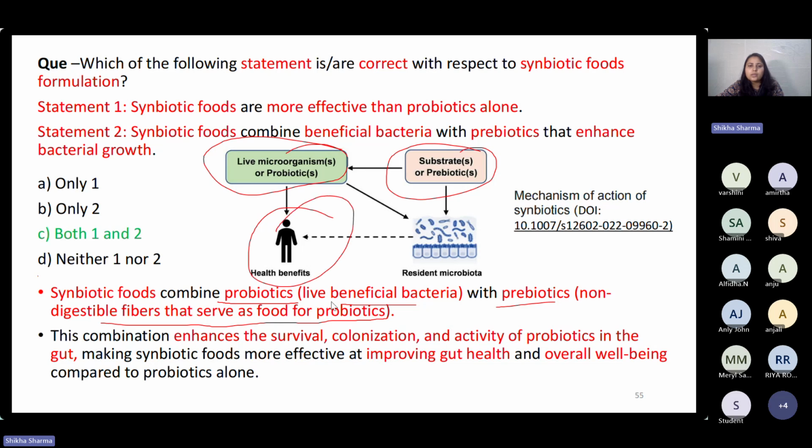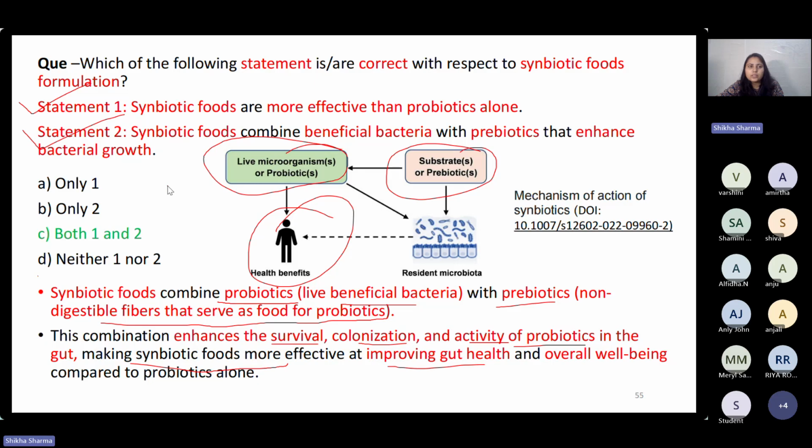to the human. So this combination will enhance the survival, colonization, and activity of the probiotics in the gut, making the symbiotic food more effective at improving gut health and overall well-being compared to the probiotics alone. So statement 1 is correct here and 2 is also correct here.